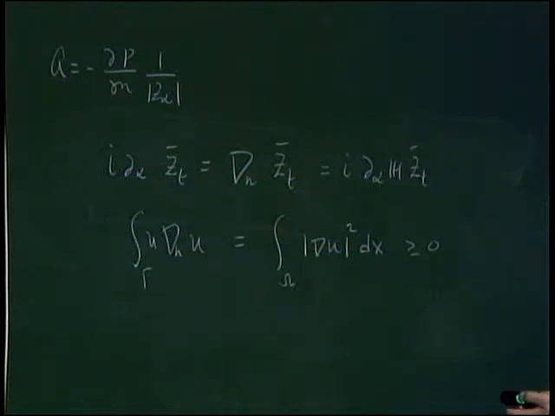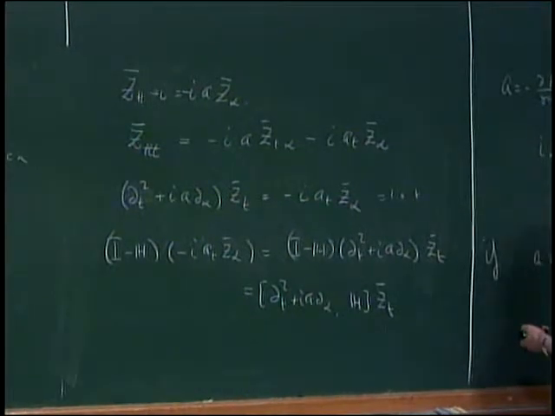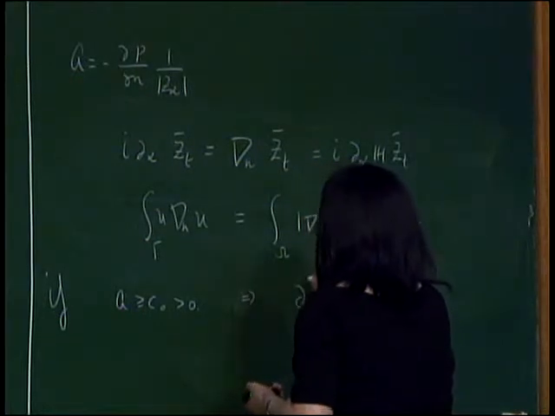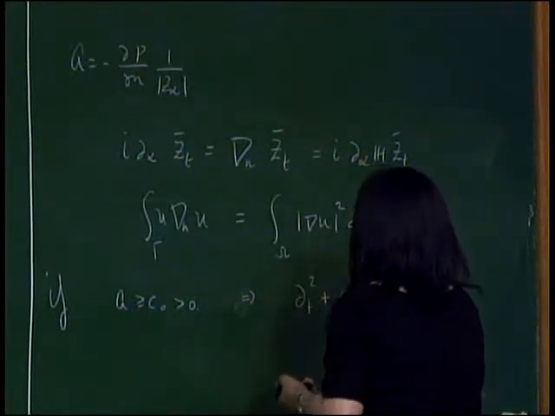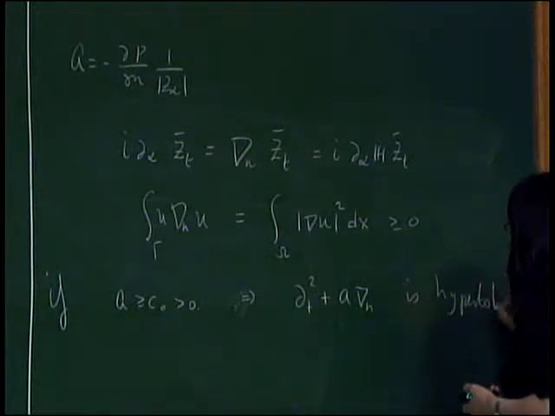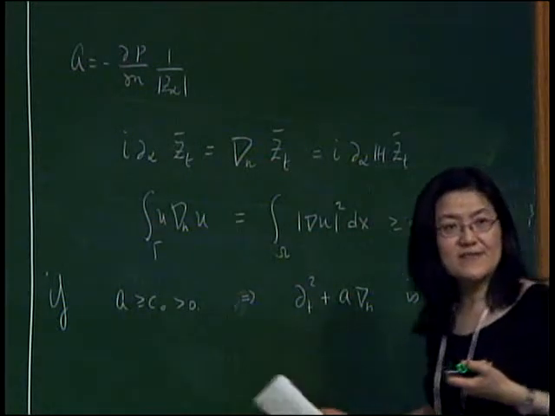Now, if you have the coefficient strictly greater than a constant, then you get a hyperbolic equation. So if A is greater than a constant, this implies that dt squared plus A times the normal derivative is hyperbolic. And that's precisely how we get local well-posedness, and that's why the Taylor sign condition is so important. You need a strict lower bound to get local well-posedness. If it becomes negative, it's ill-posed.